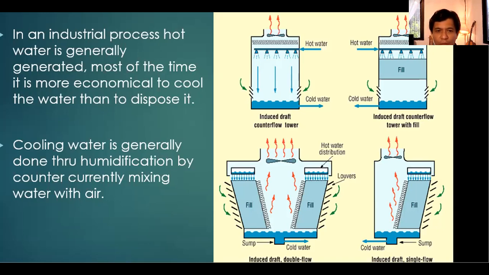Okay? So, cooling water is generally done through humidification by countercurrently mixing water with air. As you can see from the figures on the side, we have different types of cooling towers. Generally it is sprayed on the top of the tower. Tapos on the top of the tower, this is the fan. No, you have a big fan.